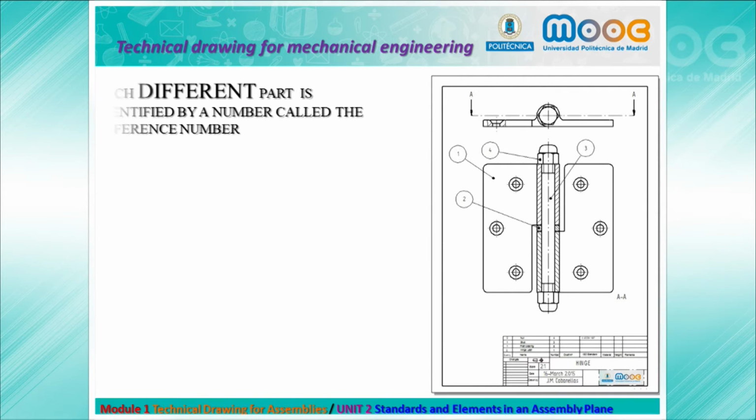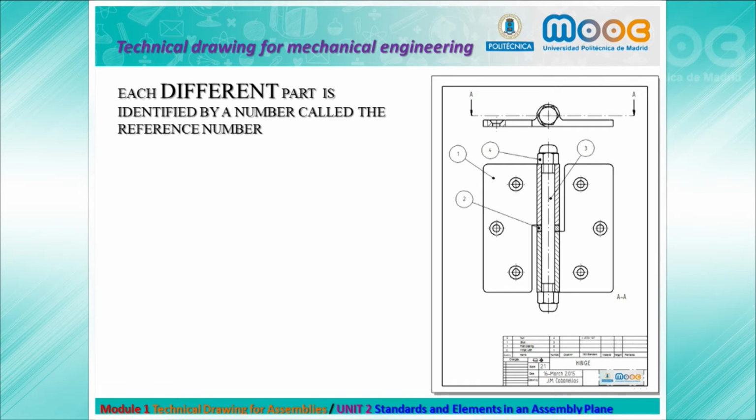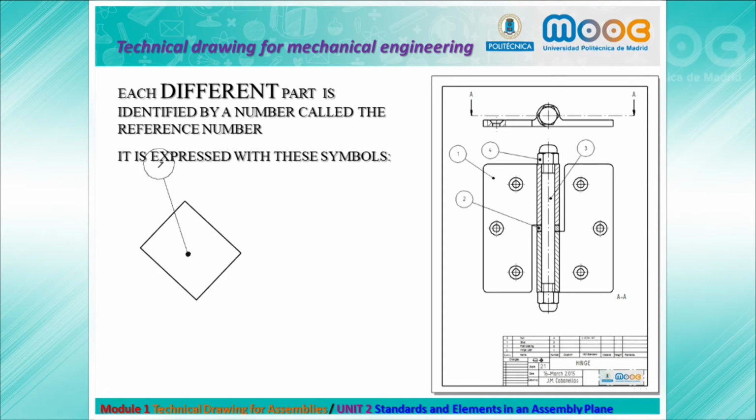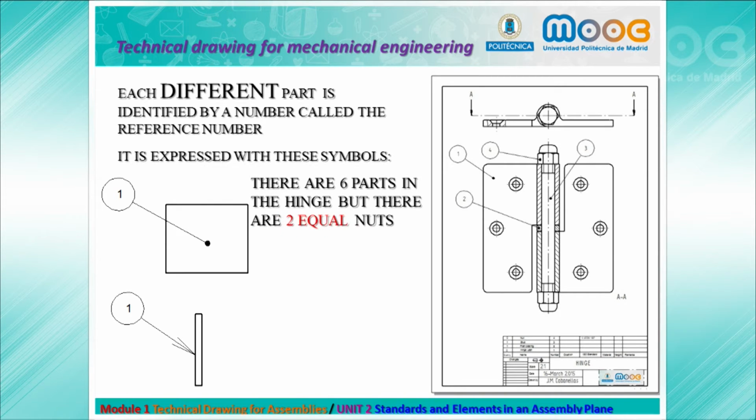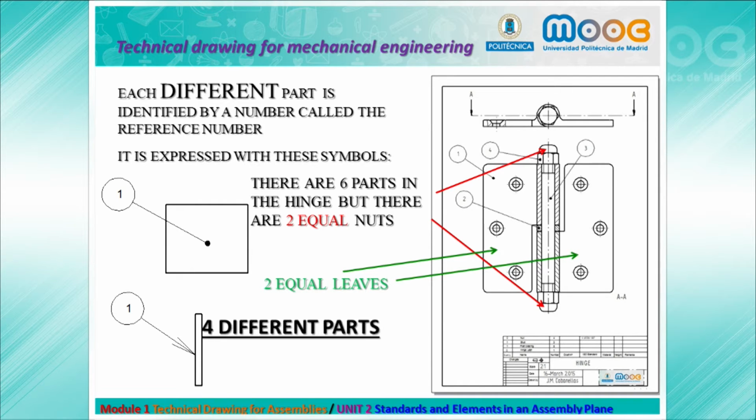Now, you can observe each different part is identified by a reference number. It can be either a dot or with an arrow. In this case, we have 6 parts in the hinge, but we have 2 equal nuts and we have also 2 equal leaves. So we have really 4 different parts.